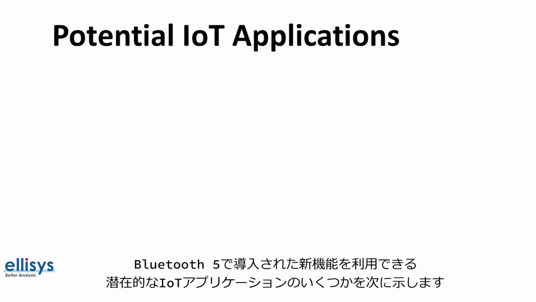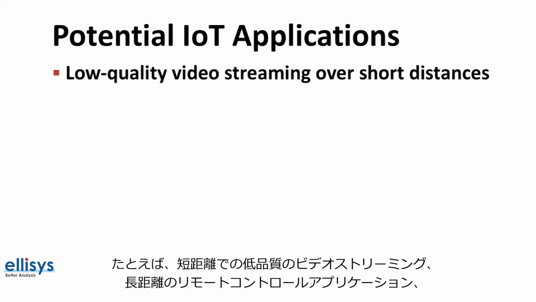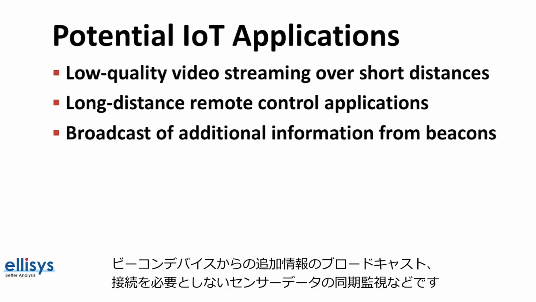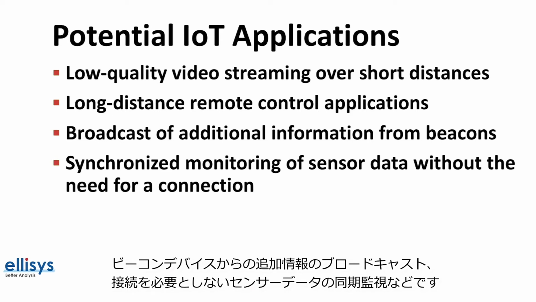Here are some of the potential IoT applications that can utilize the new features introduced in Bluetooth 5. For example, low quality video streaming over short distances, long distance remote control applications, broadcasts of additional information from beacon devices, and synchronized monitoring of sensor data without the need for a connection.